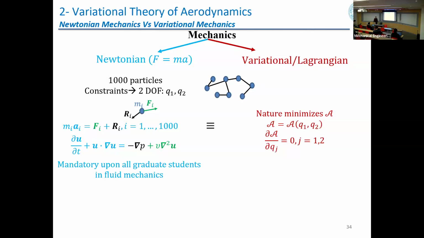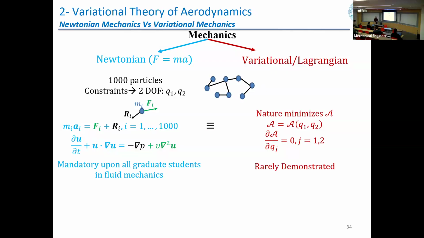You will never find a single graduate student, whether with a master's or PhD degree in fluid mechanics, without seeing the Navier-Stokes equation. It can never happen. They will never graduate without seeing the equation. On the other hand, this branch is rarely demonstrated.